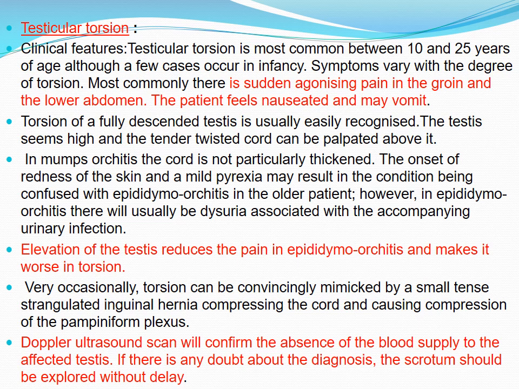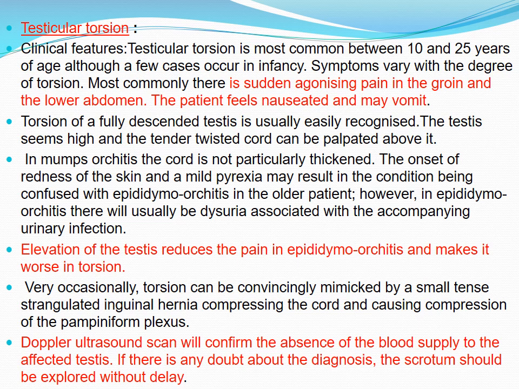The symptoms vary with the degree of the torsion. I mean, the patient may have one twist or 2 or 3 twists. I mean the rotation of the testis, when the number or severity of the twisting increases, it may be associated with severe pain. Most commonly there is a sudden agonizing pain in the groin and lower abdomen, and the patient feels nauseated and may vomit. This is very important to us. We should keep in mind the possibility of testicular torsion until proven otherwise.